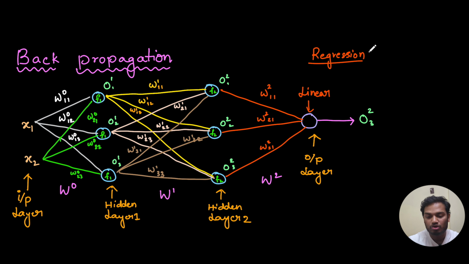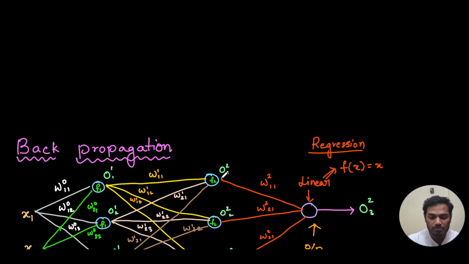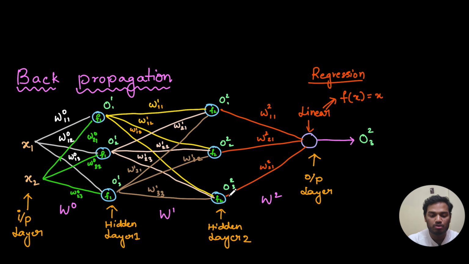And as it is a regression problem, we are using a linear activation function. And what is a linear activation function? A linear activation function is nothing but f of x equal to x. So whatever output we get over here will be passed as the same over here. It is not passed through any function; we can think of it like that. So directly our equation for O31 will be O12, that is this one, multiplied by this particular weight, and O22, multiplied with this particular weight, and O23, multiplied with this particular weight.